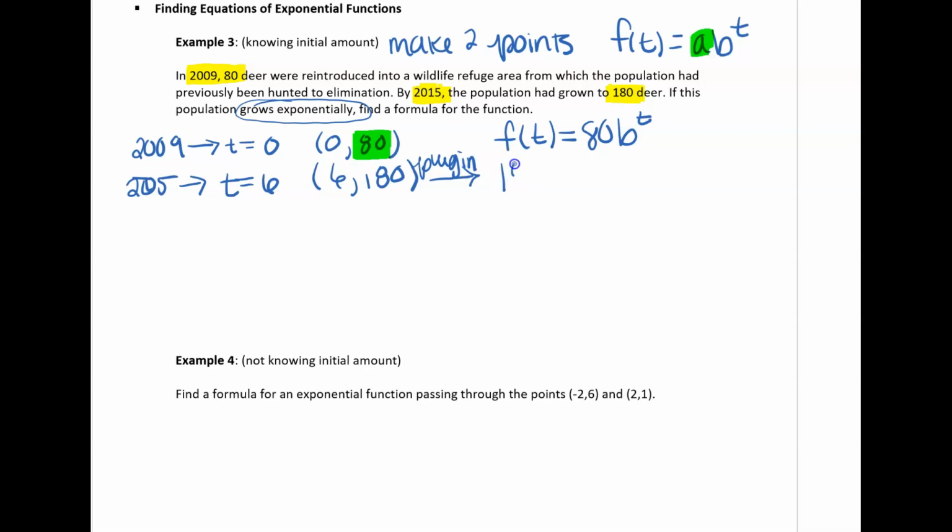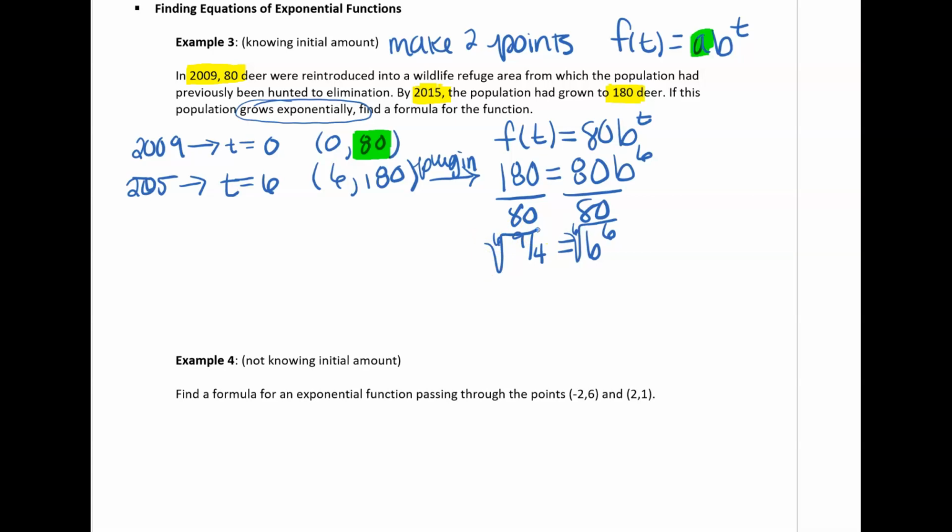So let's see, 180 would go here in y equal to 80 times b to the t, which is 6. So I use my first piece of data to set the initial. I use my second piece of data to fill in 2 more variables. And now I can solve for that b value. So I'm going to divide by 80. So it gives me b to the 6 equal to 180 divided by 80. That's 9/4. And then to get rid of this 6th power, I'm going to 6th root it.